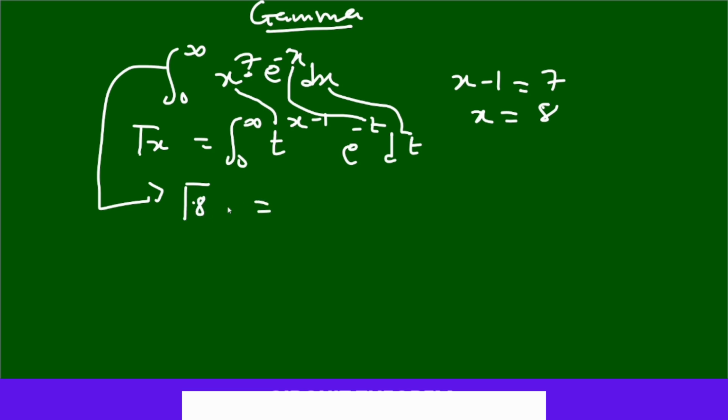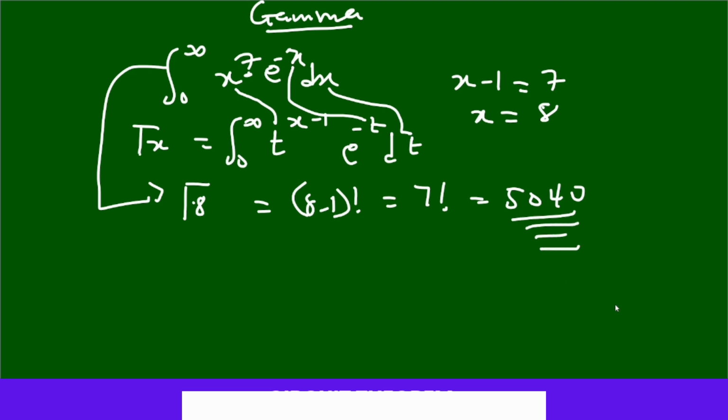Don't forget, gamma of 8 is the same as 8 minus 1 all factorial. So we can say this is the same as 7 factorial. And then we know that the result of 7 factorial is 5040. So these are some of the benefits of the gamma function.